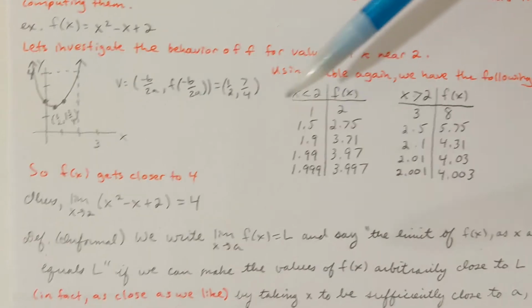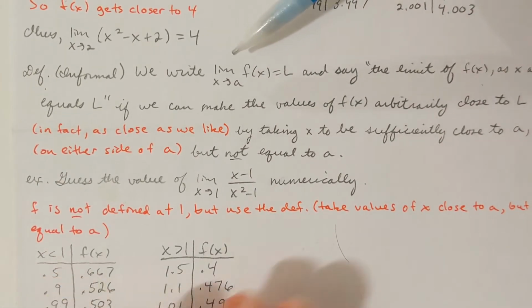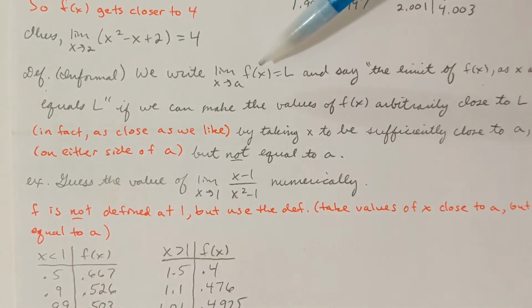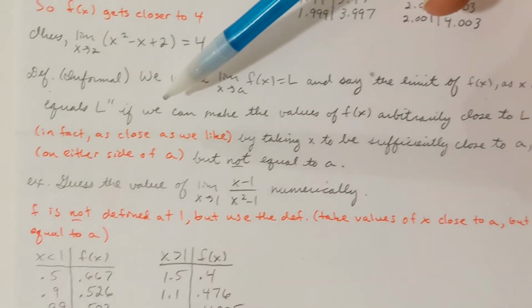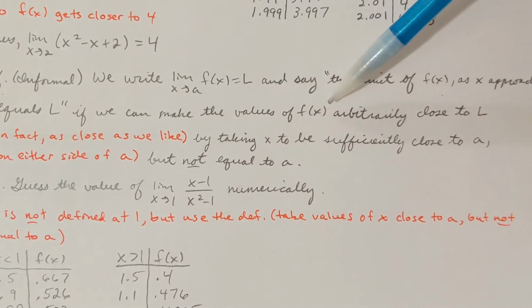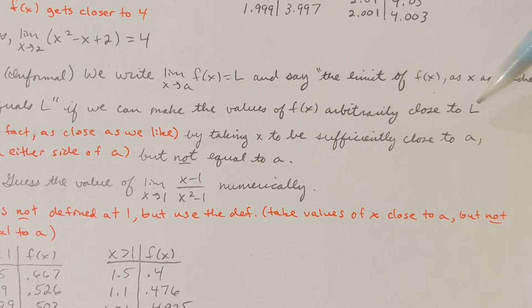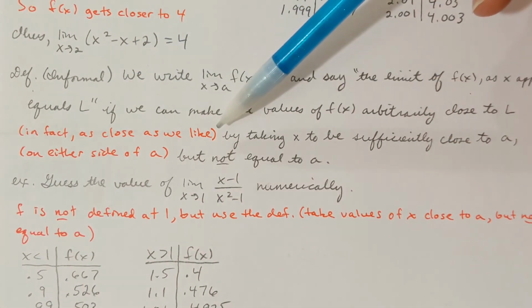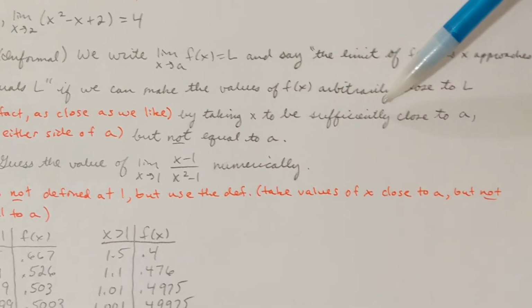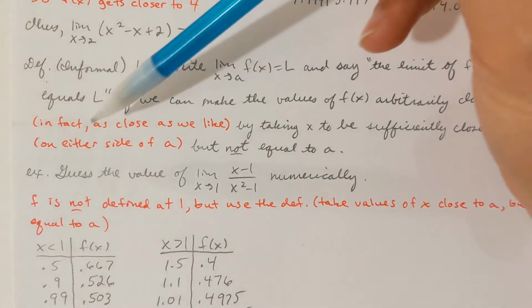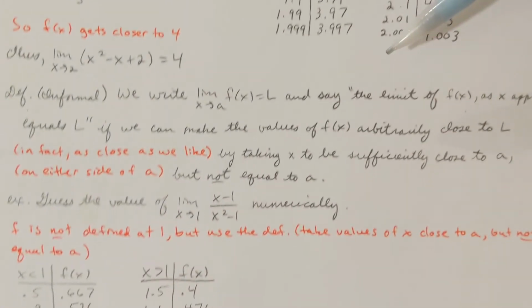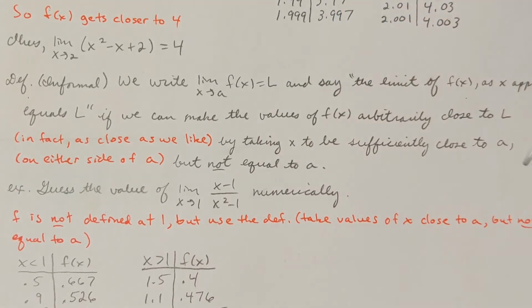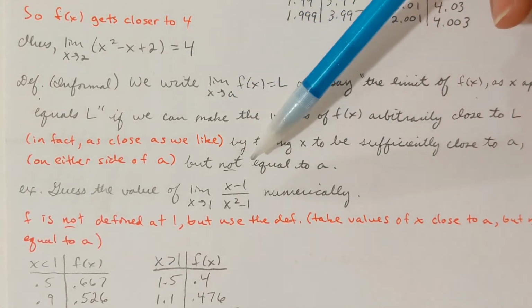Here's just kind of an informal definition. We write the limit as x approaches a of f of x equals L, is how we would read that equation, and that's how we say what I have written there. If we can make the values of f of x arbitrarily close to L, in fact, as close as we like, by taking x to be sufficiently close to a, on either side of a, you can be on either side of the number, whatever the a is. So in this problem, a is 2, but not equal to a. The conclusion of that is very important.